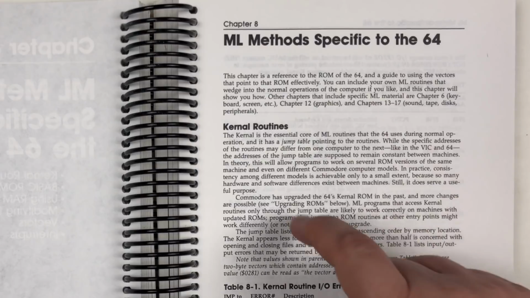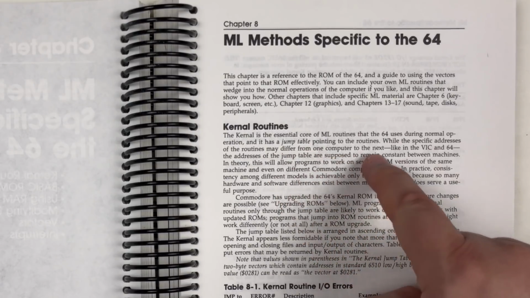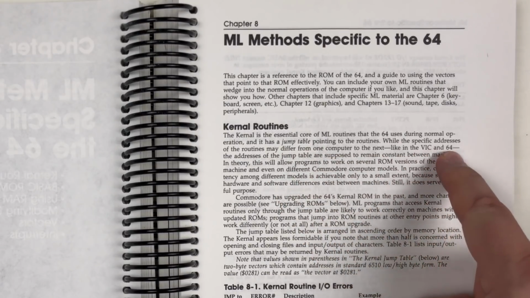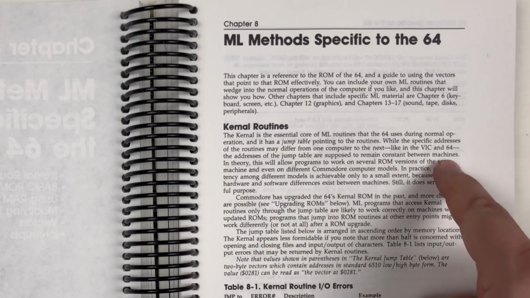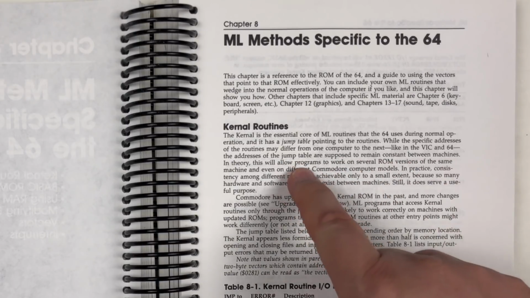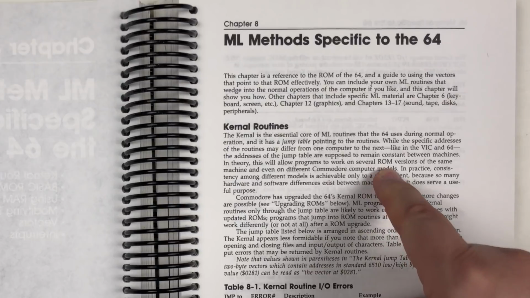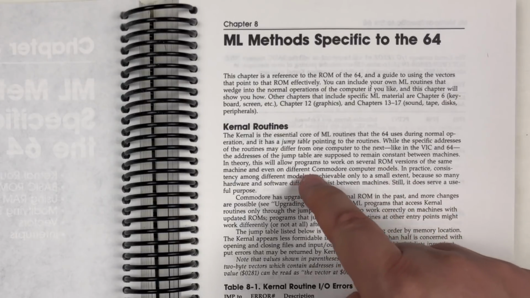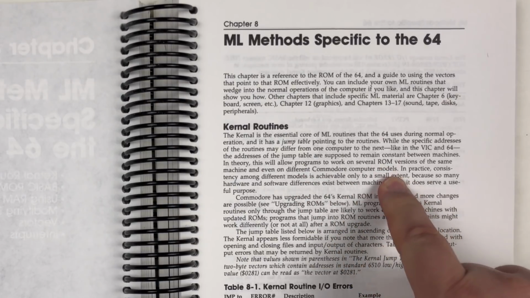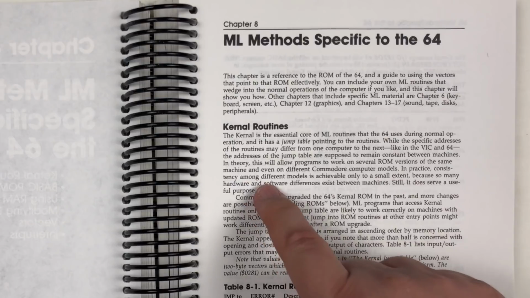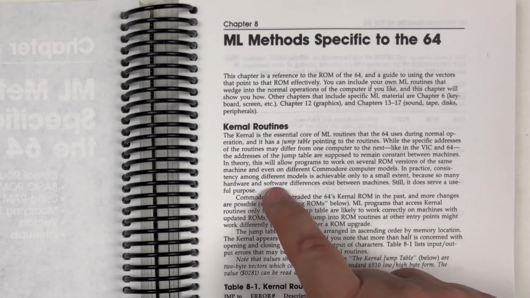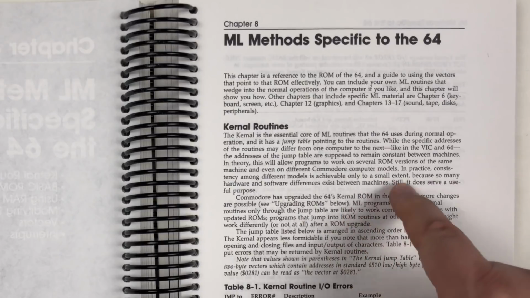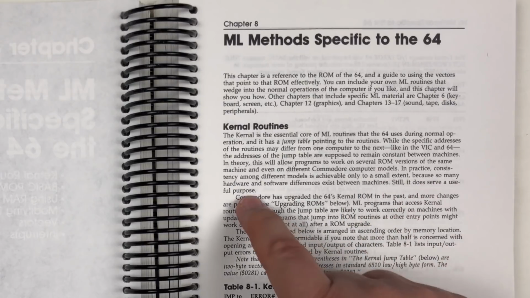While the specific addresses of the routines may differ from one computer to the next, like in the VIC and 64, the addresses of the jump table are supposed to remain constant between machines. In theory, this will allow programs to work on several ROM versions of the same machine and even on different Commodore computer models. In practice, consistency among different models is achievable only to a small extent because so many hardware and software differences exist between machines. Still, it does serve a useful purpose.